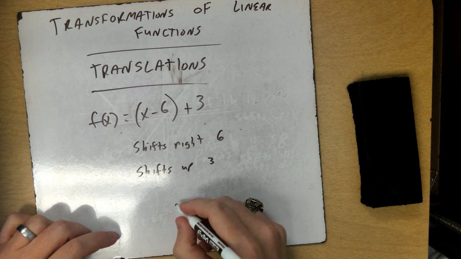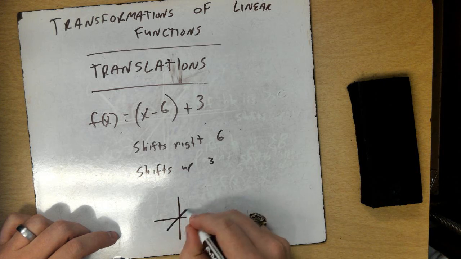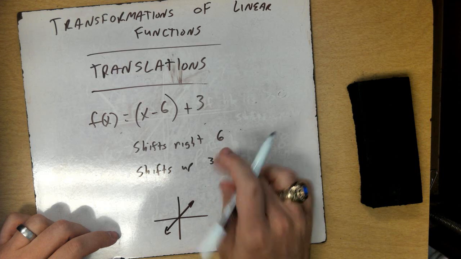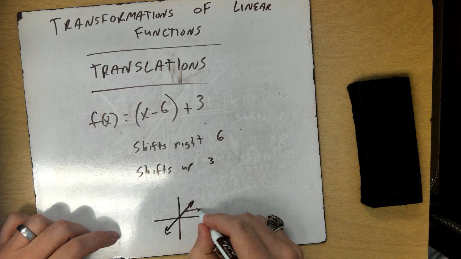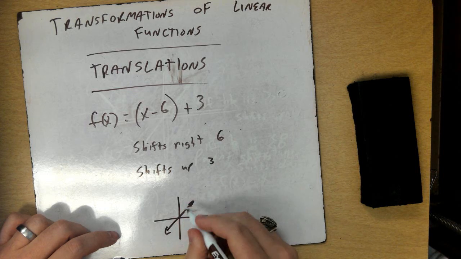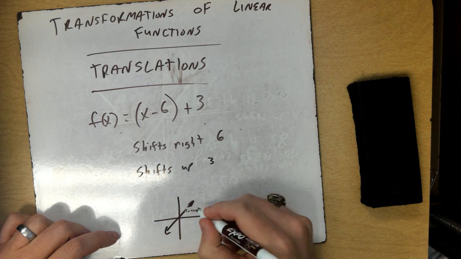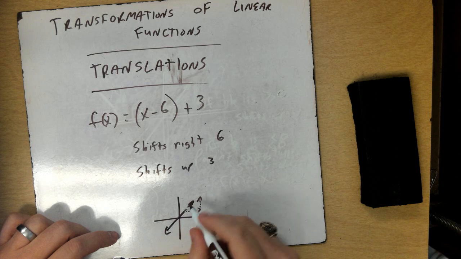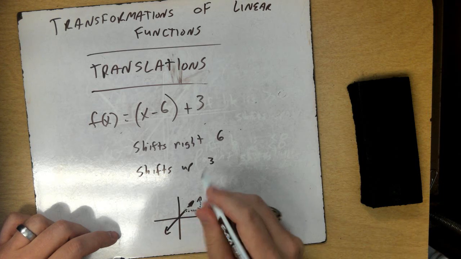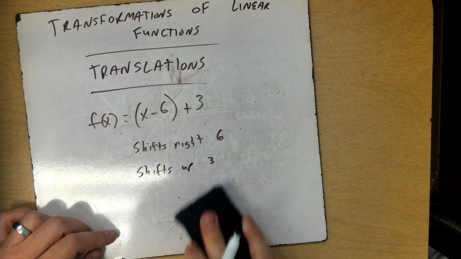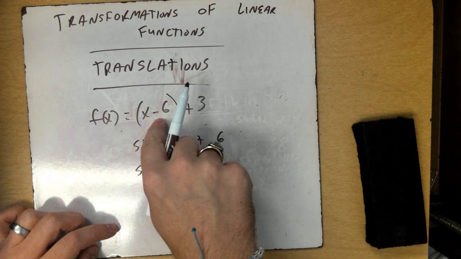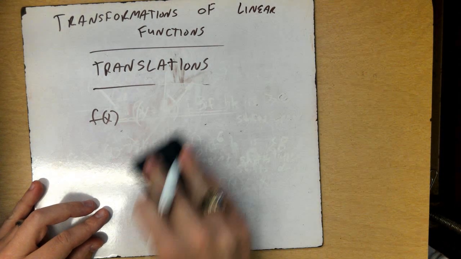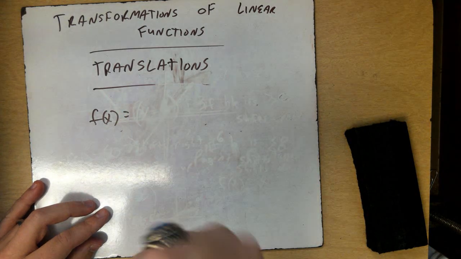So if I start here with my graph, or sorry, my function here, right? This is my parent function. It would go right 6 and up 3. So technically, this graph would be like over here somewhere. Okay. So that's what we're looking at. Shifts right 6, up 3. Okay. And just one more. What if we have this?